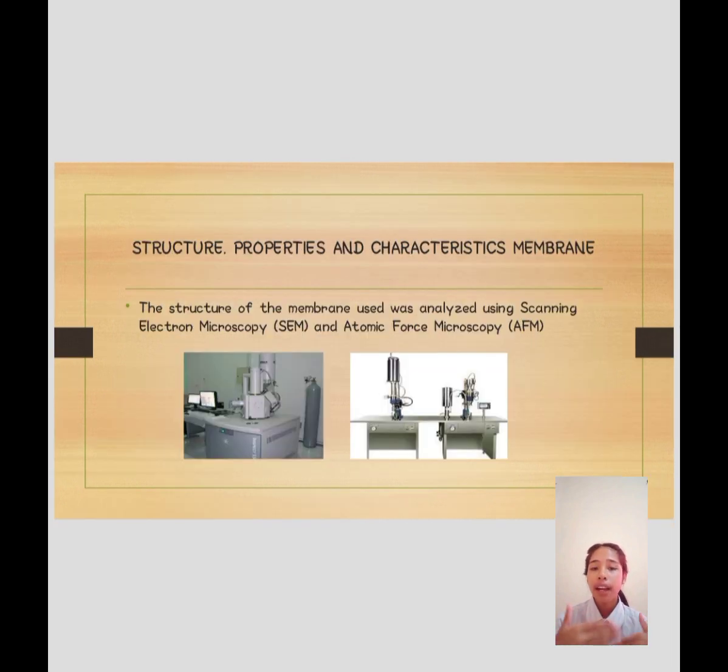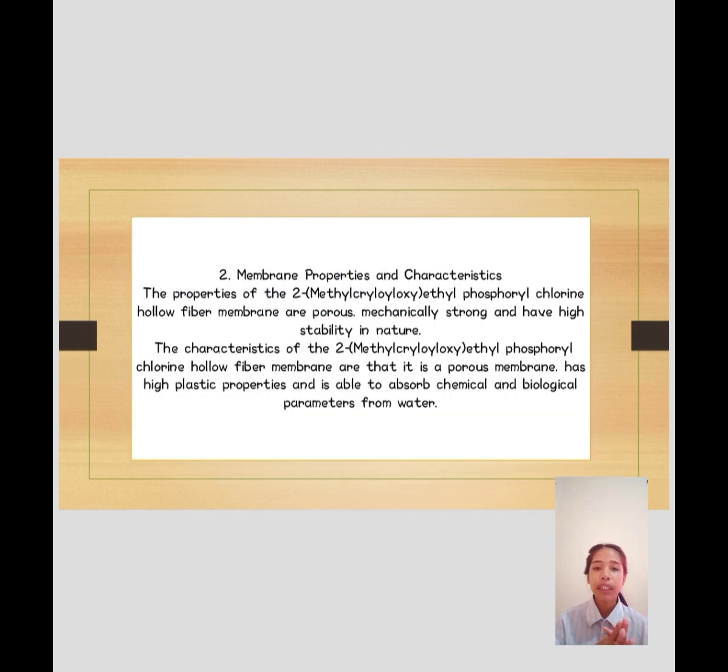Structure, property, and characteristic of membrane. 1. The structure of the membrane is analyzed using scanning electron microscopy and atomic force microscopy. 2. Membrane property and characteristic. The properties of the 2-methacryloyloxyethyl phosphorylcholine hollow fiber membrane are porous, mechanically strong, and have heat stability and natural. The characteristics of the 2-methacryloyloxyethyl phosphorylcholine hollow fiber membrane are that it is a porous membrane, has high plasticity, and is able to absorb chemical and biological parameters from water.